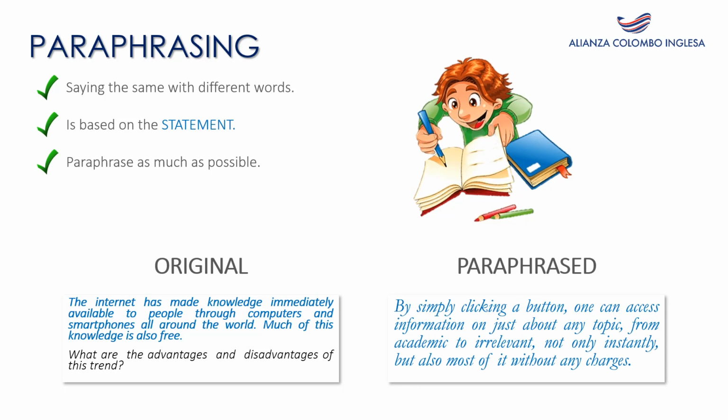Okay, so the original statement says, the internet has made knowledge immediately available to people through computers and smartphones all around the world. Much of this knowledge is also free. Let's see how I decided to paraphrase this. The first part says, by simply clicking a button, one can access information on just about any topic. What I'm mentioning here is that thanks to technology, like computers and smartphones in the original statement, I can get different information on different topics as presented there. This is the reference that we have.